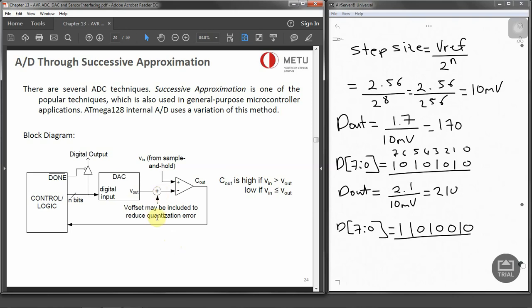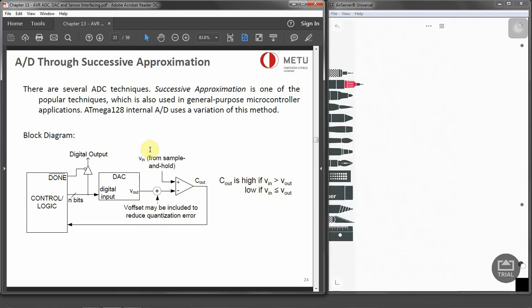This is like we have got a V-in and V-out coming from the digital to analog converter, and based on that we generate a C-out. So if that C-out is high, that means V-in is greater than V-out. If C-out is low, that means V-in is less than or equal to V-out.